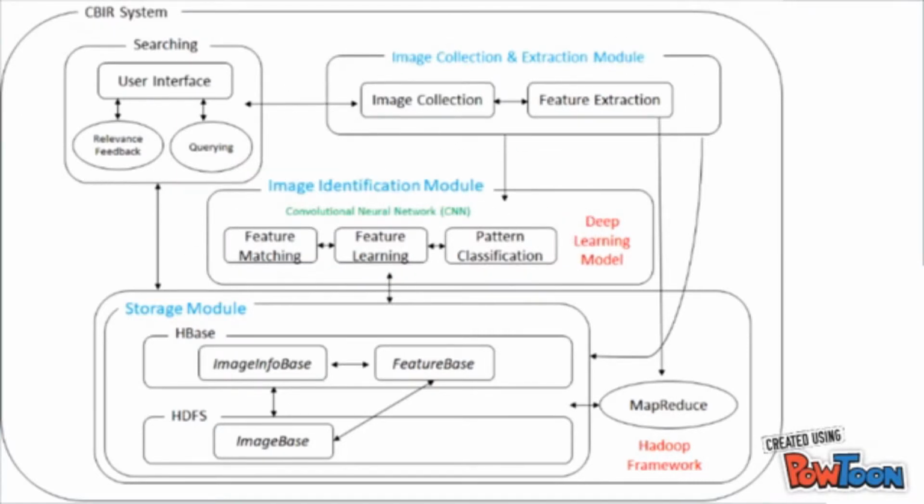The architecture of a CBIR system is constituted by 5 components: image collection, feature extraction, feature matching or similarity measures, feature learning, and pattern classification or recognition. The Hadoop framework is responsible for the storage module and image feature extraction. Deep learning is responsible for all modules except the searching module. A detailed explanation will go through each module and component.